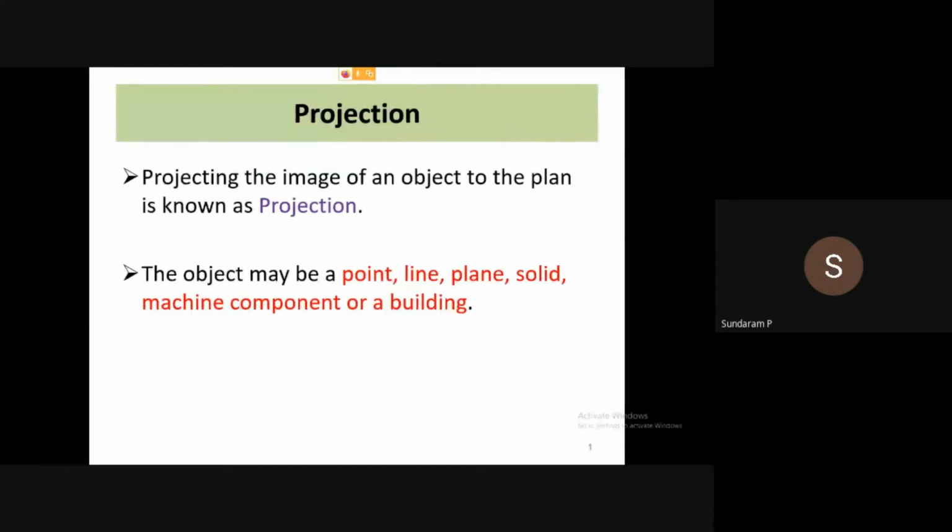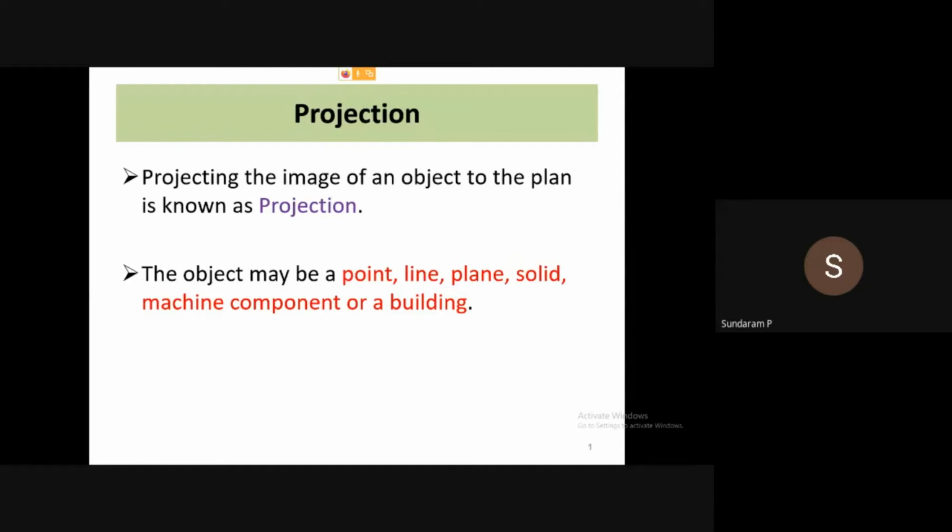Okay, let me start. What are projections? In engineering practice, we use the term projections repeatedly in all diagrams. Projection is nothing but projecting the image of an object onto the reference plane, which is known as projections. For example, we are making the drawing.